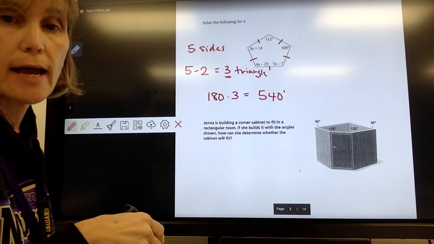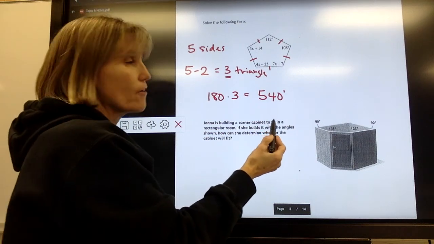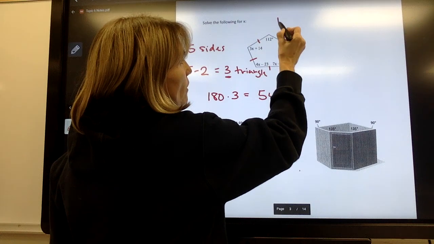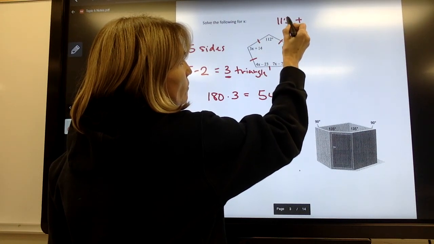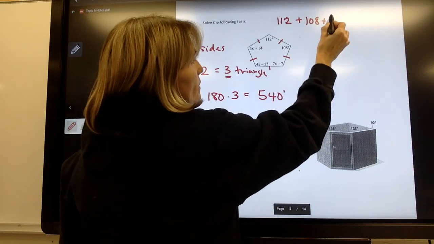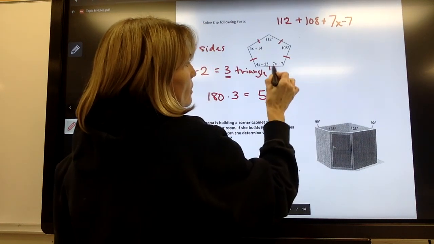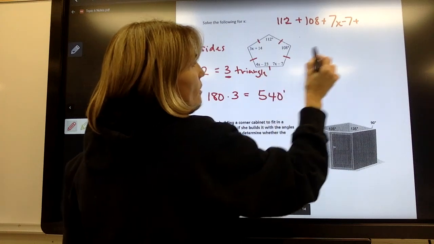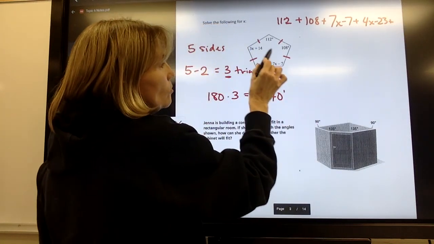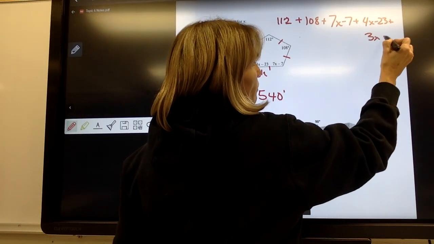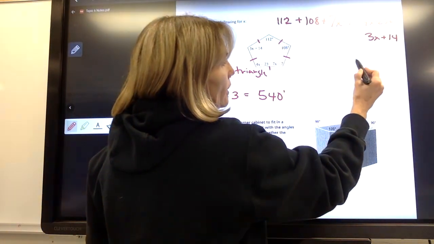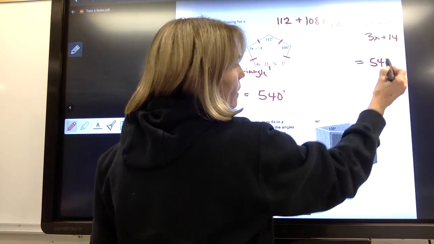Now, they want you to find x. We know that they're all going to add up to 540. To solve for x, we have to add the 5 together. So I would take 112 plus 108 plus 7x minus 7 plus 4x minus 23 plus, the last one is 3x plus 14. And I would add all of those together, and I would set it equal to 540. Okay, I'm running out of room here.